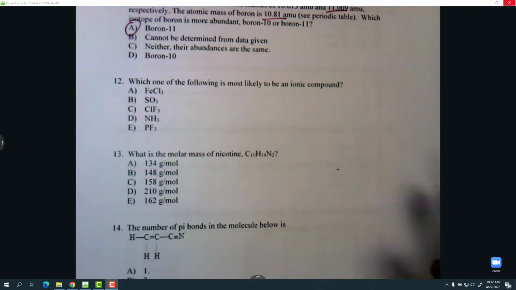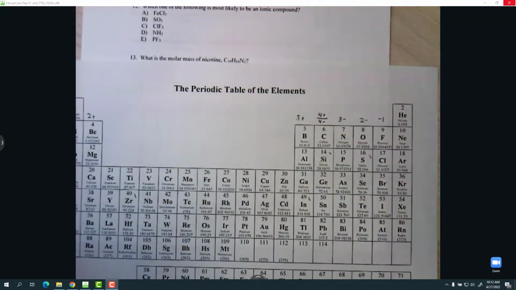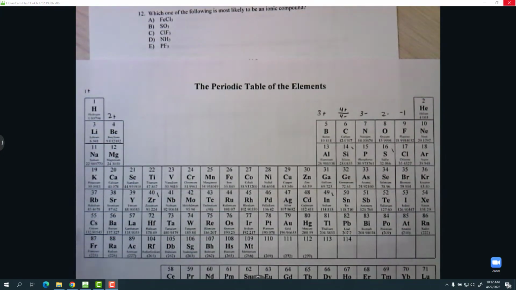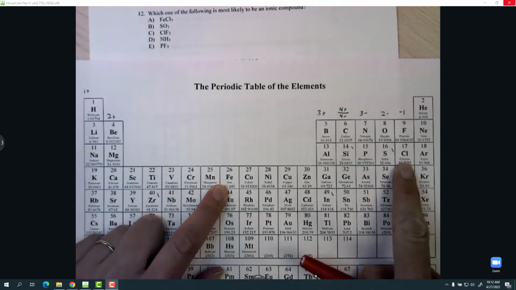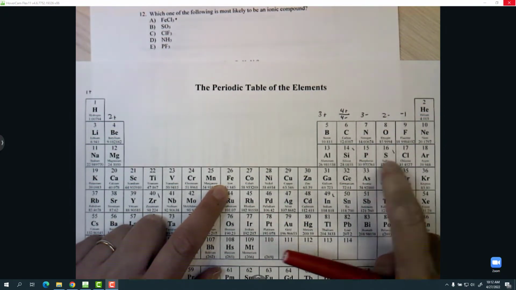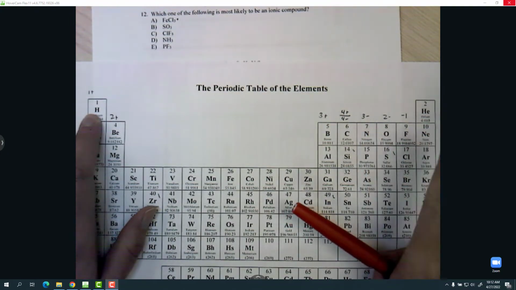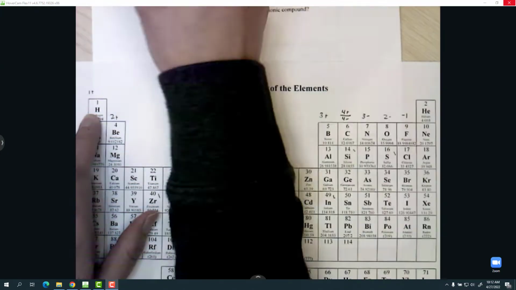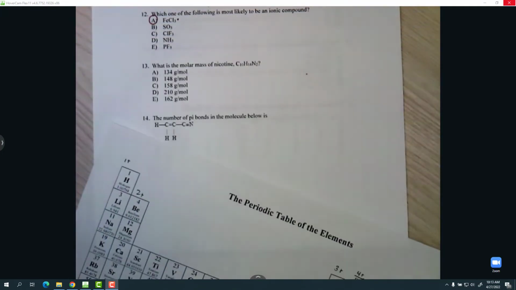Which one of the following is most likely to be an ionic compound? Ionic compounds include a metal. So if I start pulling out my periodic table, all right, I've got iron and chlorine. Iron looks like a metal, so that looks like a possibility. S and O, sulfur and oxygen, both nonmetals. Chlorine and fluorine, both nonmetals. Nitrogen and hydrogen, both nonmetals. Phosphorus and fluorine, both nonmetals. So it was that first one. The iron is the only metal there.